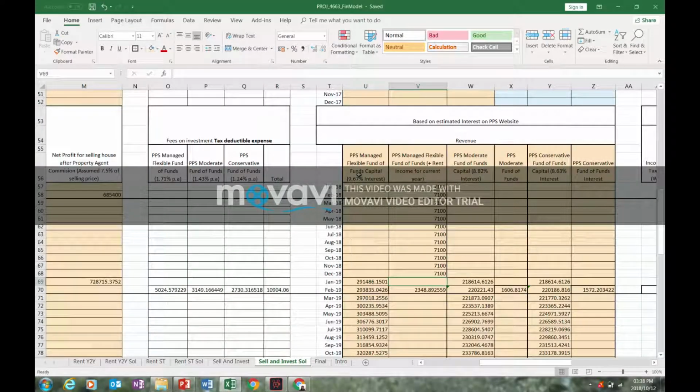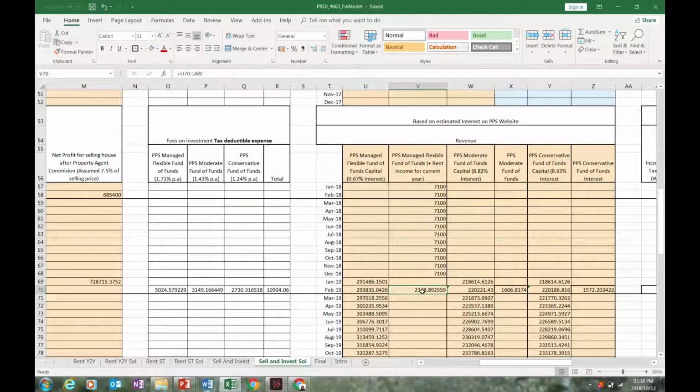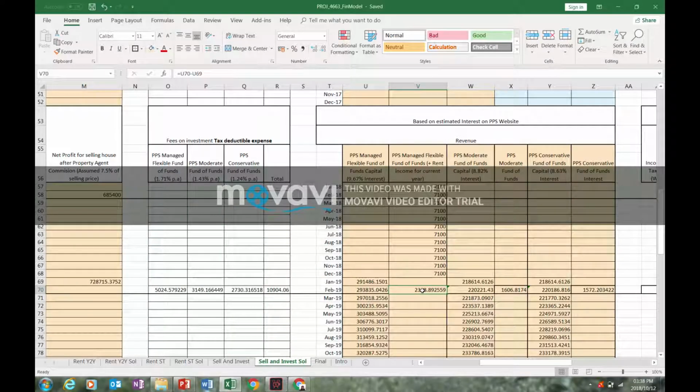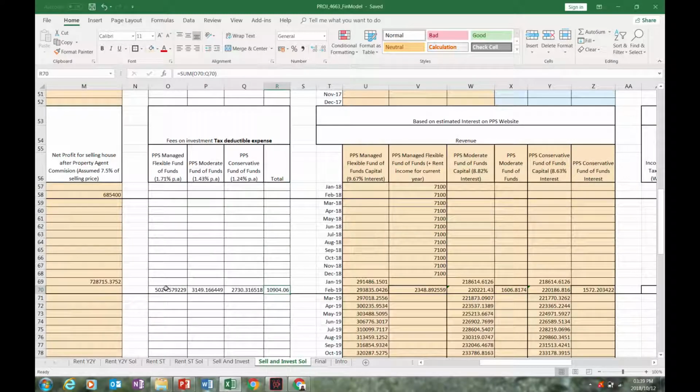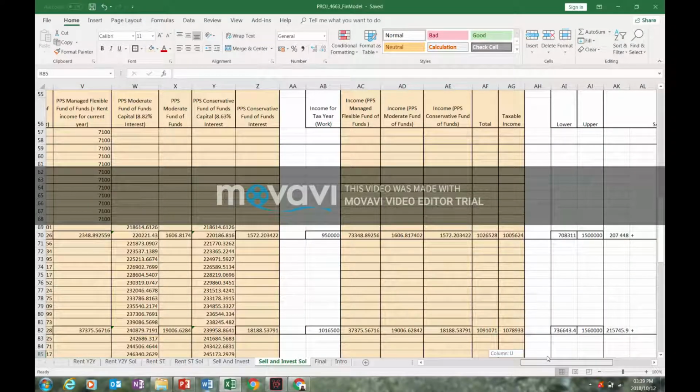The left hand side of each of these columns represents the capital of the money we invest, and the right hand side is the interest that the invested money accrued over the financial year. The reason for this is we need to pay tax on our interest of invested money. Over here we have our annual fees on investment for each of the different funds and our total fee for each financial year.